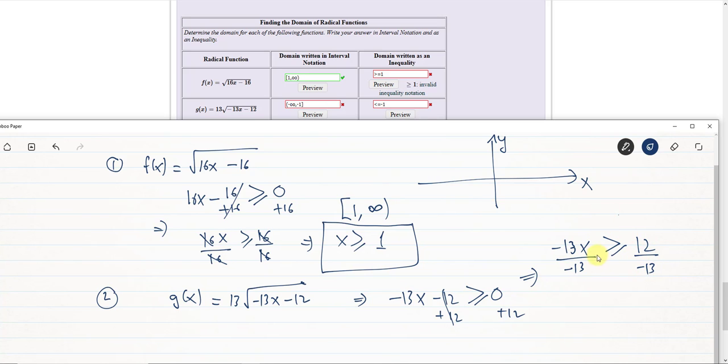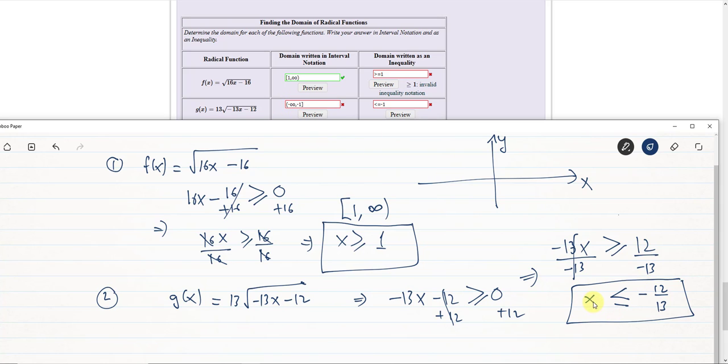Now there's an important rule here. When you divide or multiply by a negative number, we switch the direction of the inequality. So x, which was bigger than or equal, is now less than or equal to negative 12 over 13. That is the very important rule. If you multiply or divide by a negative value on both sides, you have to reverse the direction of the inequality. And therefore, the answer here is not correct.